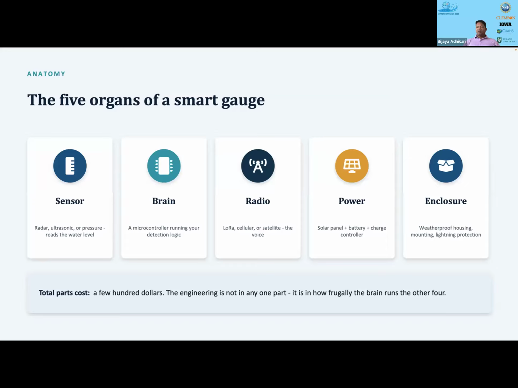So everything together costs anywhere between a few tens of dollars to hundreds of dollars. The engineering is not in any one part, it's a combination of everything. Basically the parts are quite cheap. Compared to a cloud computing device, the edge device is very, very cheap, and that's the takeaway from this slide.